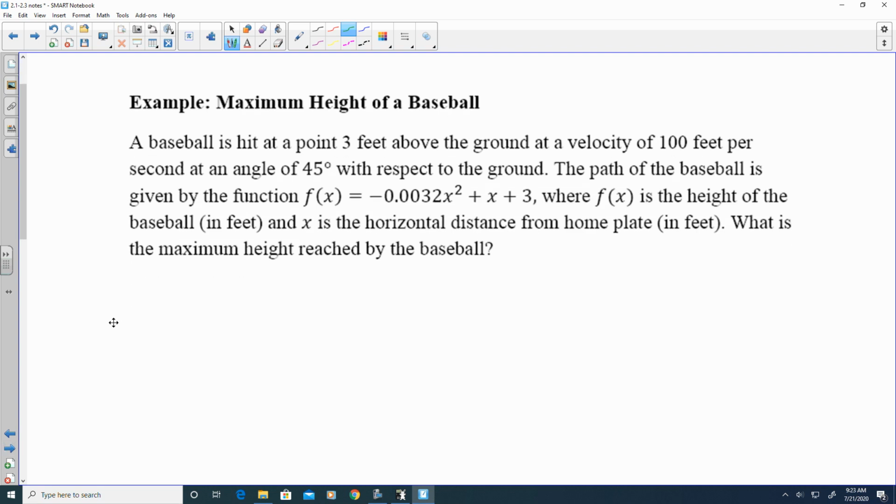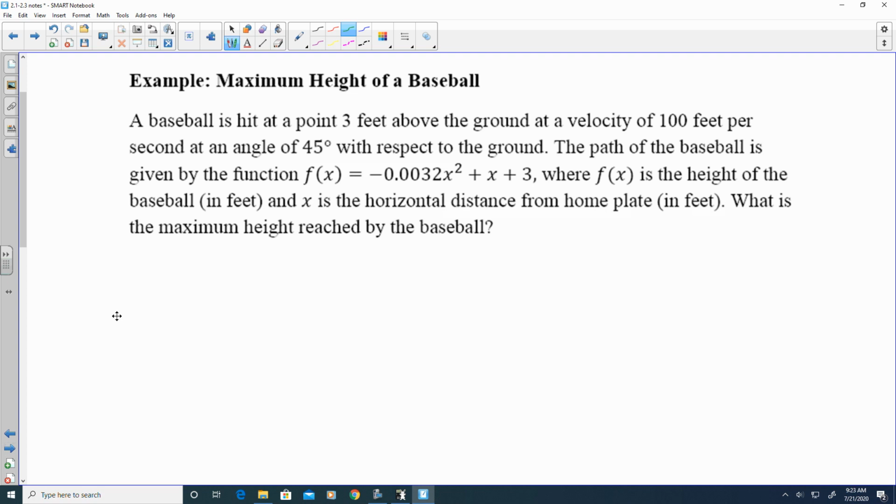Okay, so I think you have seen this equation when we were talking about clearing the fence over in chapter 1. So here's our flight of the baseball. X is horizontal distance. F of x is vertical distance. What is the maximum height reached by the baseball? Since a is negative, I can tell that it's going to have a maximum, and I can do the opposite of b over 2 times a.